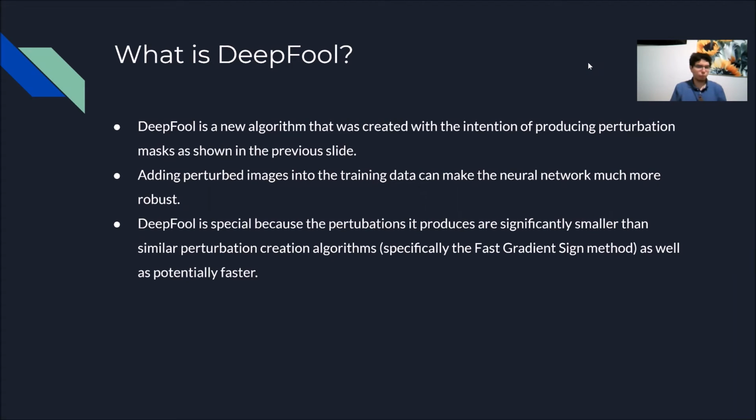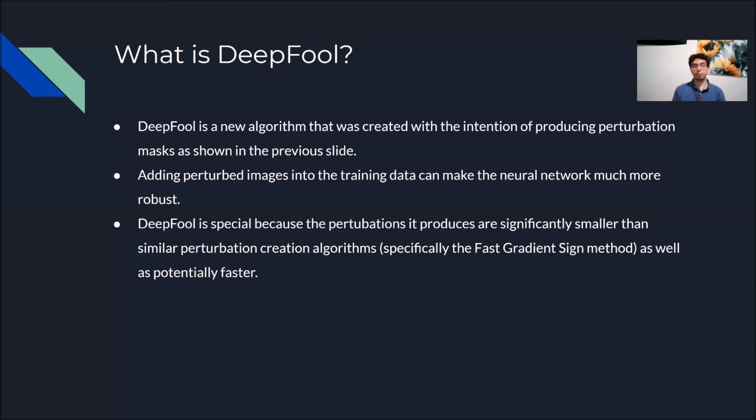So you might be wondering, what is DeepFool? Well, DeepFool is a new algorithm that was created with the intention of producing perturbation masks, as we saw in the previous slide. Adding perturbed images to the training data can actually make the network much more robust. If you think about it, the whole point of a perturbed image is to try to misclassify it so that the network can learn to ignore these slight changes that can occur in images.